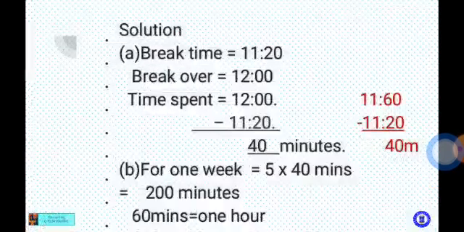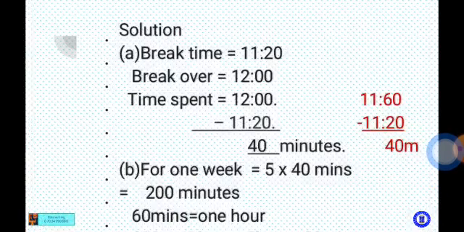Solution: break time is 11:20 a.m. and break over is 12 noon. Now for time spent, we subtract 11:20 from 12 noon, and we get 40 minutes. But how do we get 40 minutes? We have 12 hours 0 minutes minus 11 hours 20 minutes. Now 0 minutes minus 20 minutes, it cannot go. We go to the 12 hours to borrow 1.